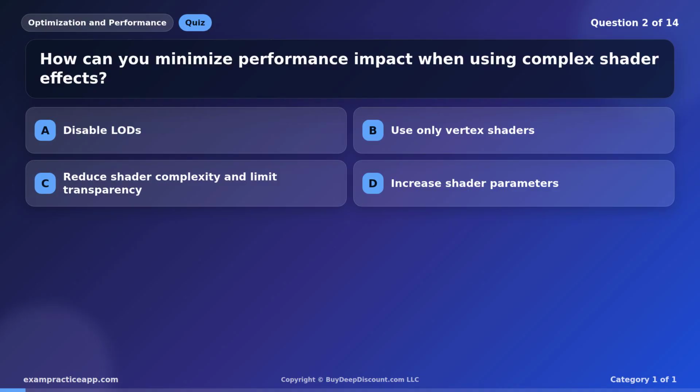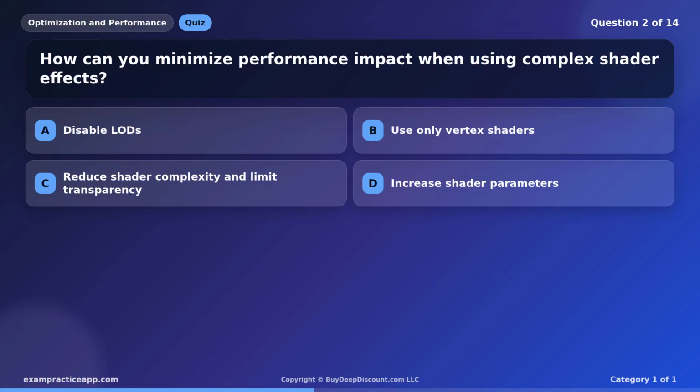Question 2. How can you minimize performance impact when using complex shader effects? Option A, disable LODs. Option B, use only vertex shaders. Option C, reduce shader complexity and limit transparency. Option D, increase shader parameters. Take a moment to choose your answer.